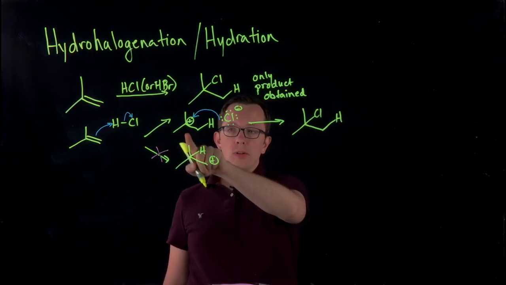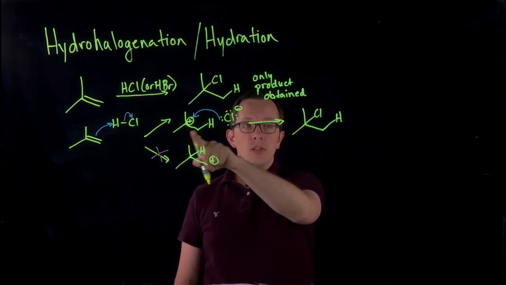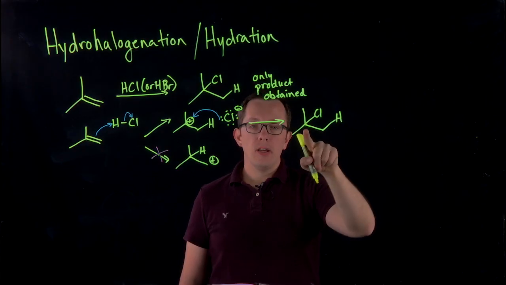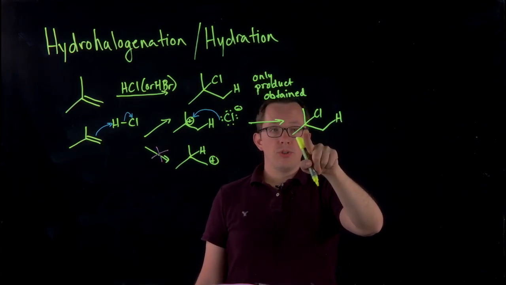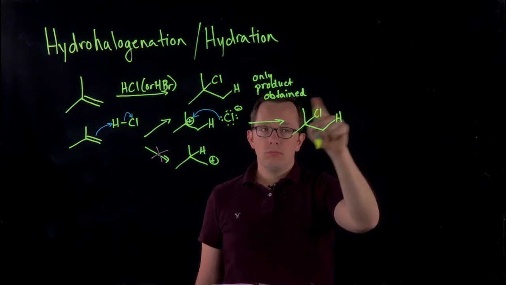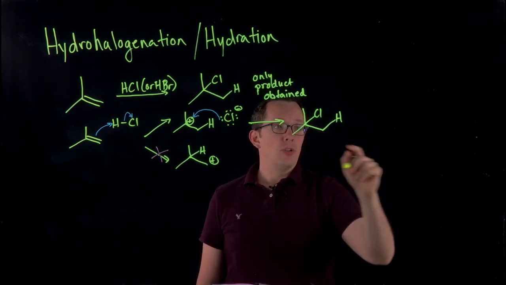It's important to remember that the carbocation is an achiral intermediate. So if we do form a new chirality center when we have nucleophilic attack of chlorine, we're going to form a racemic mixture. In the case of this molecule, we do not form a chirality center, so we're not going to form a racemic mixture.